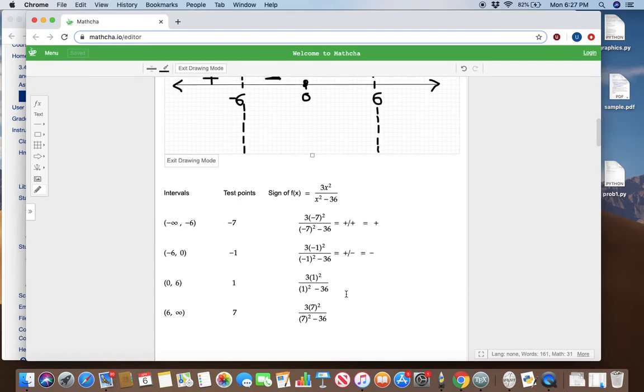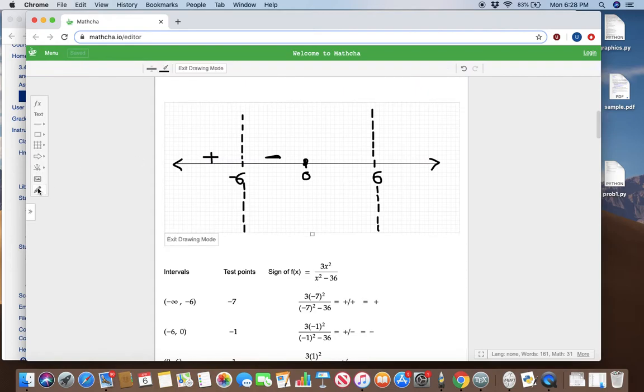Understand? Next, I'm on the third interval, 0 to 6. You can choose any number you like. I chose 1. You could have chosen 2, 3, 4, whatever you like. So what happens here? Upstairs is positive. Downstairs, same story, is negative. So this gives me overall a negative. Going back, this is a negative.